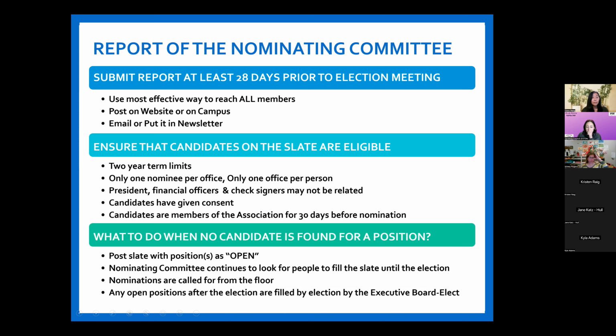Oh, sorry. What to do when no candidates are found for a position. So I know that it's hard to get volunteers these days. It's very important that you post your slate the 28 days prior to the election, even if you don't have all the positions filled. So you can put open for any position that's not filled, and the nominating committee can continue to look for people until the election date.